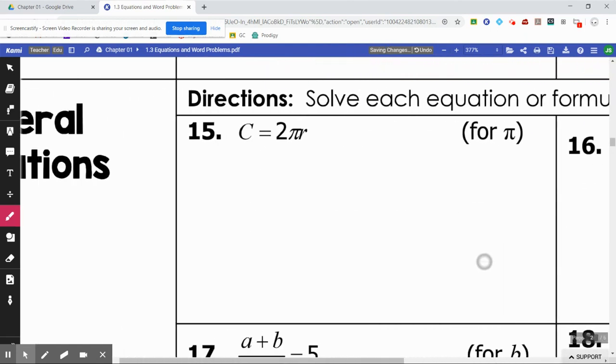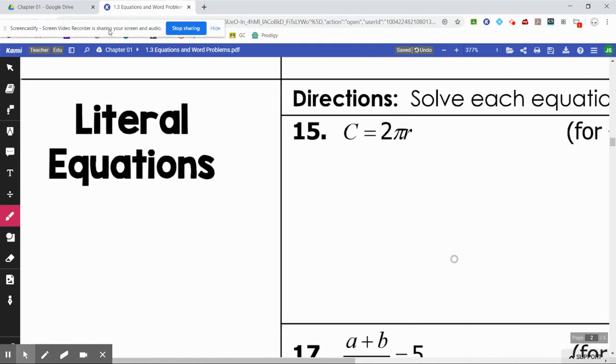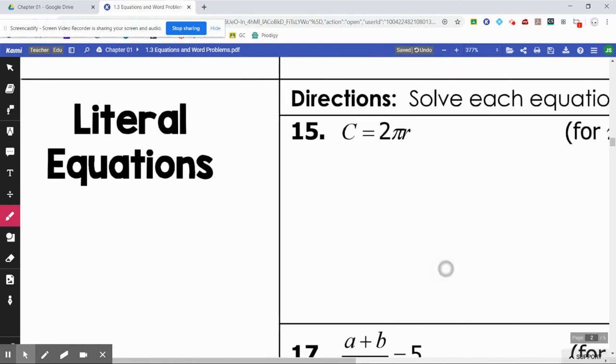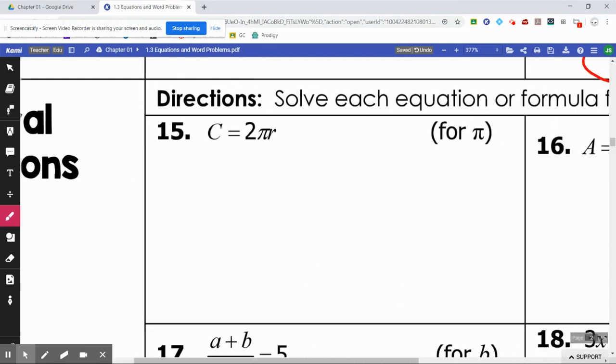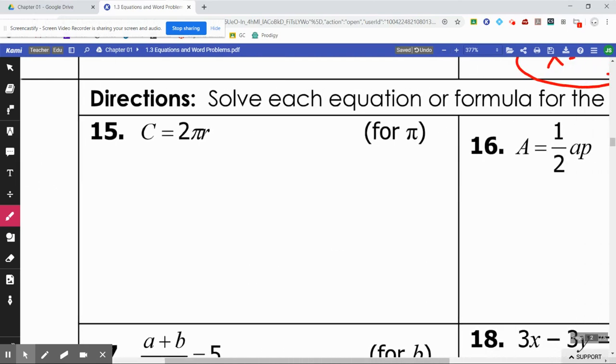Now, we're going to follow the exact same steps on literal equations. What we're asked to do here, a literal equation is like a formula. We want to take this thing and I want to solve it for pi. Okay, I want to get pi by itself. Now, here's your thoughts. If you need to rewrite this thing, you can. C is equal to... get pi by itself, think about the relationship between pi and 2 and r.